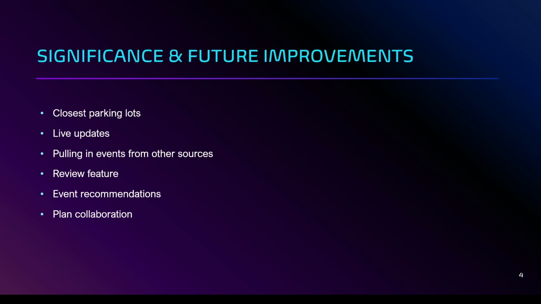Now, as we look ahead, we've identified several features that can make Event Radar even more useful for users. Identifying the closest parking lots to events and providing live updates will help with convenience and event planning. Integrating events from external sources would help make Event Radar reach even more people. Having a review system or personalized event recommendations would improve the user experience. Lastly, adding a feature that allows friends to collaborate on event plans would make Event Radar even more social and connected.